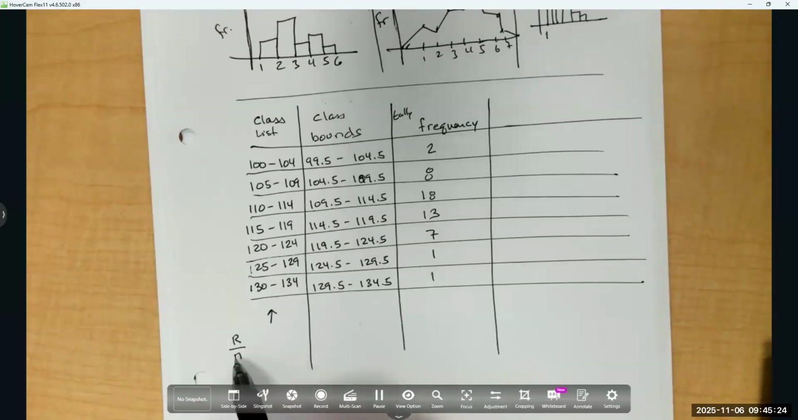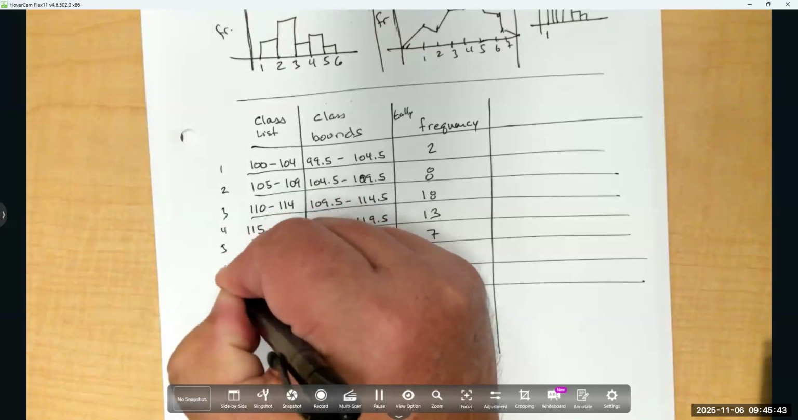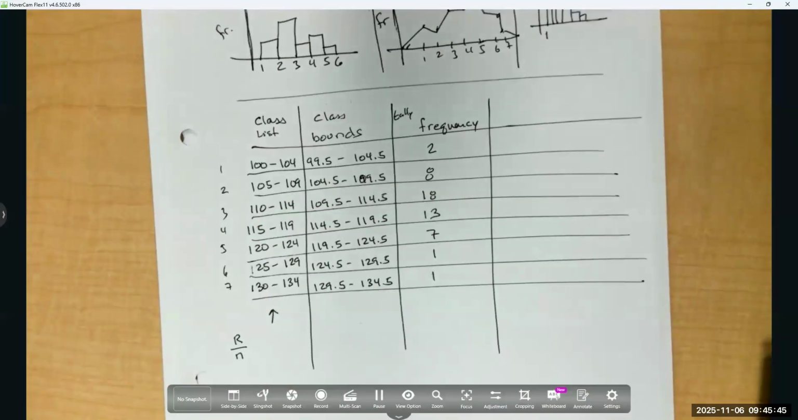What does n represent? What about the classes? The number of classes you want. Because that's going to be important. So in this case, what is our n? No. 7. Because we have 1, 2, 3, 4, 5, 6, 7 classes. So our n is 7. And then from there, what do you do?